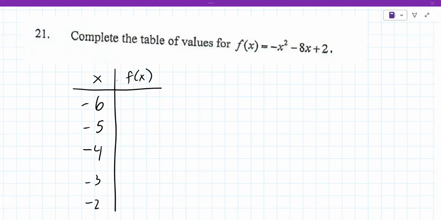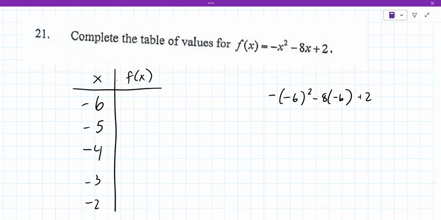I've got some different answers than you, so let's just double check these here. What was your answer for -6? -6, I think. Oh, I forgot it. Okay, so it's negative parentheses -6 squared minus 8 times -6 plus 2. Oh yeah, that's right. You have to substitute in parentheses. Okay.